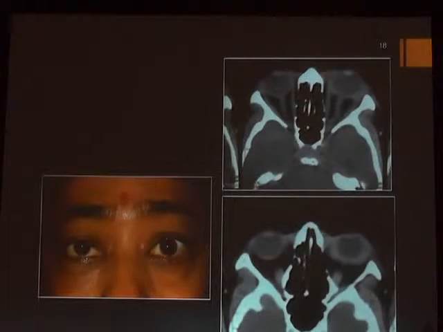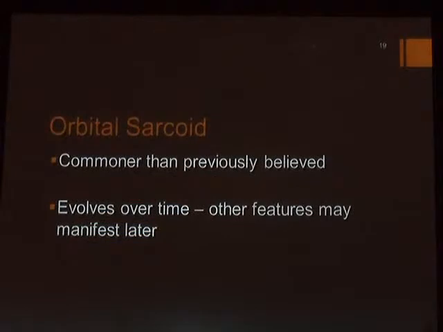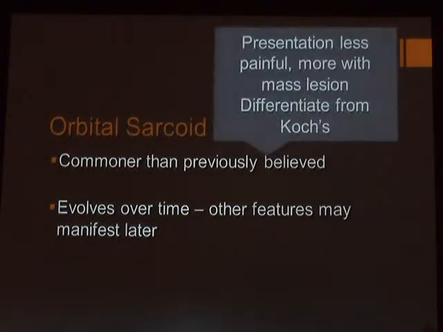Rarely, sarcoidal orbital involvement may develop optic neuropathy. Within a week of detection of the sarcoidal disease, she developed an RAPD and we had to start steroids very promptly. It's commoner than previously believed and it evolves over time. We need to differentiate it from TB.